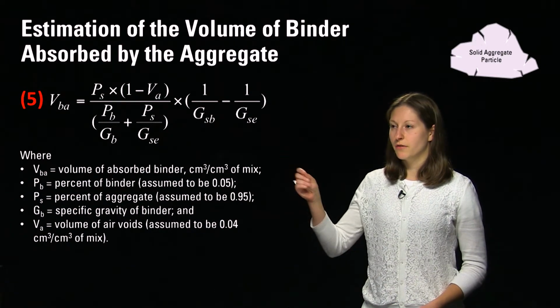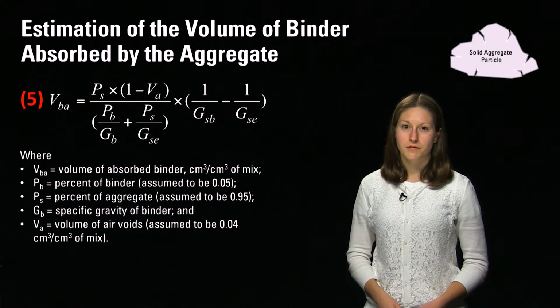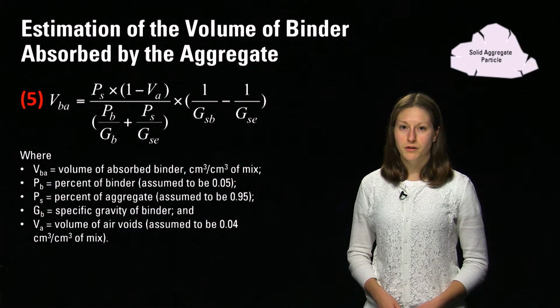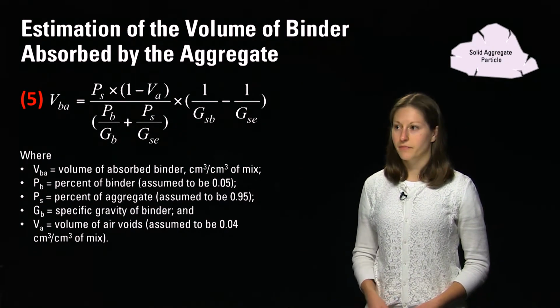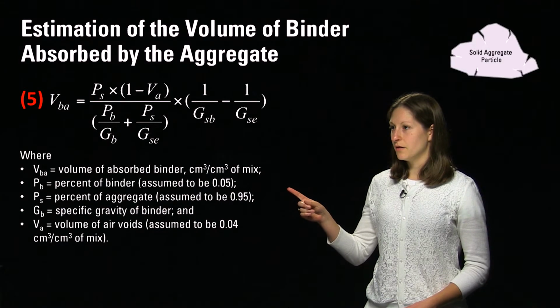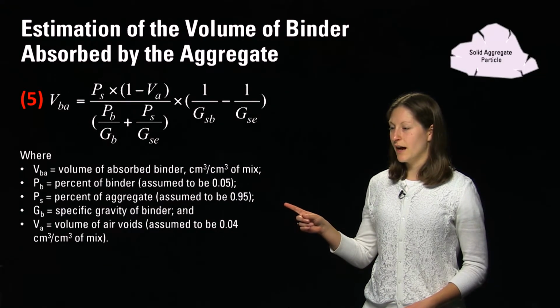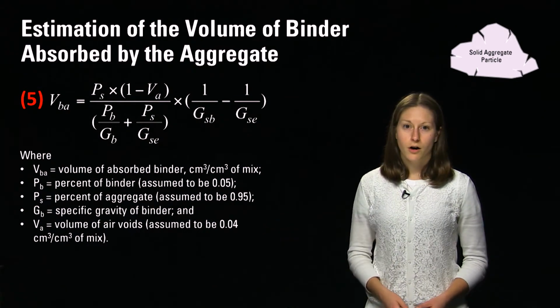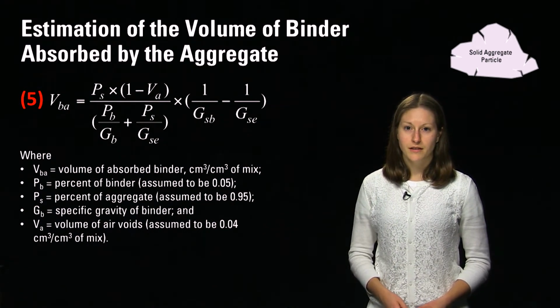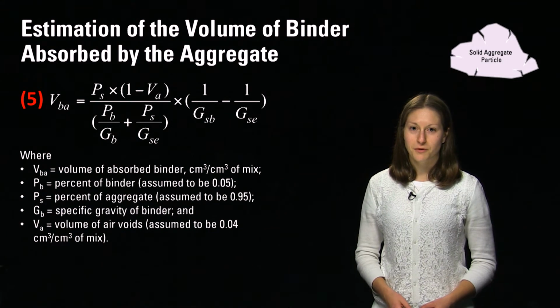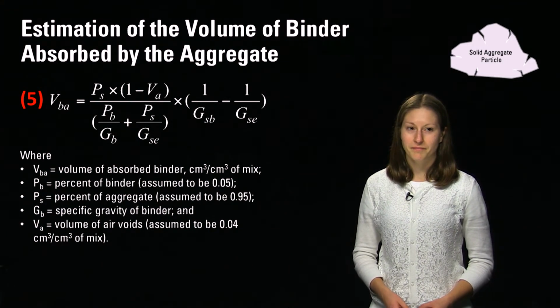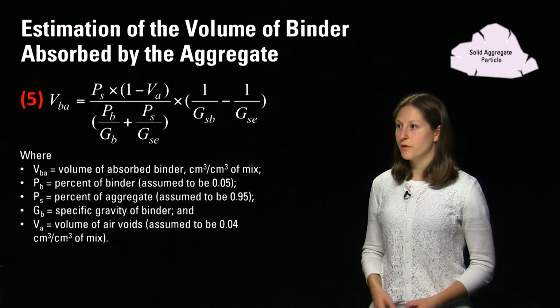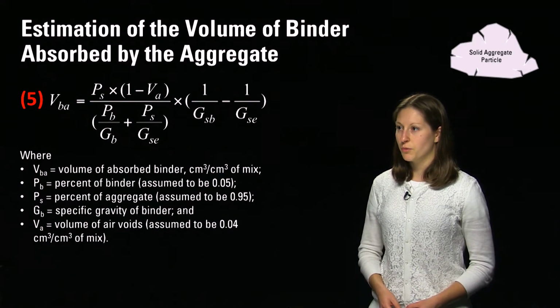We estimate the volume of absorbed binder using equation 5 and assuming typical mixture design information, where we have 5% binder by mass, 95% aggregate by mass, and 4% volume of air. Our ultimate Superpave mixture design goal is to achieve 4% air voids after compaction. We will estimate the volume of absorbed binder for trial blend 1.